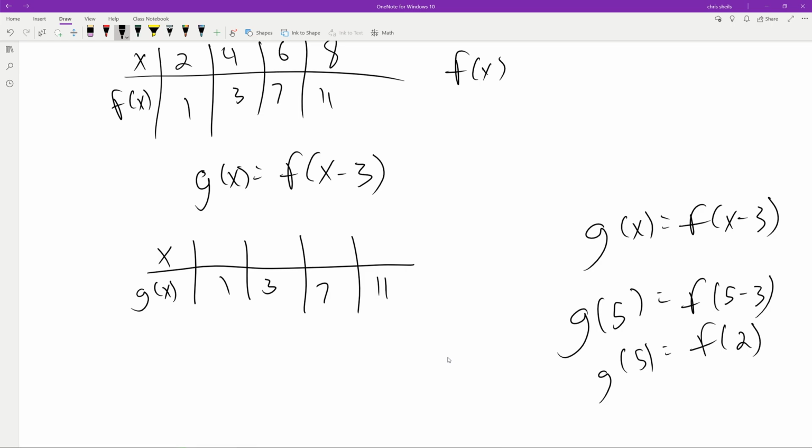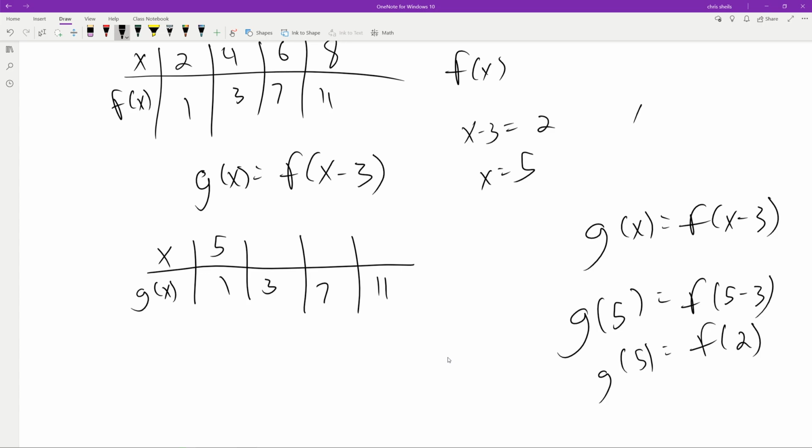So if I want to have the same output value as f of 2, then I have to find g of 5. A way of figuring this out is if I turn this into an algebra problem, right? If I want to have the same output value as f of 2, for instance, I need to take x minus 3 and set this equal to 2. And I solve for x and I get 5. What do I plug into g of x to get the same thing as if I found f of 4?